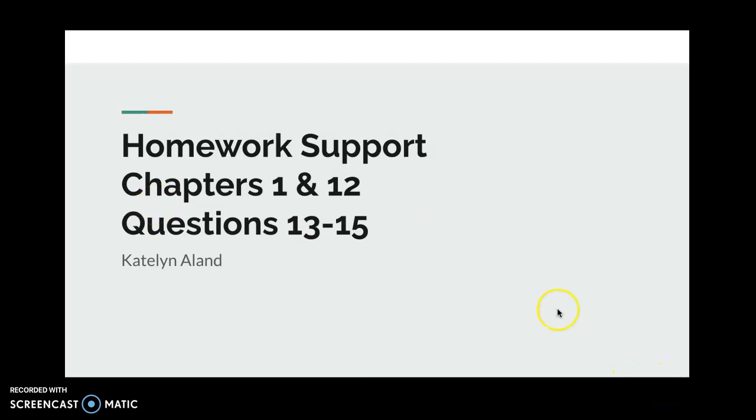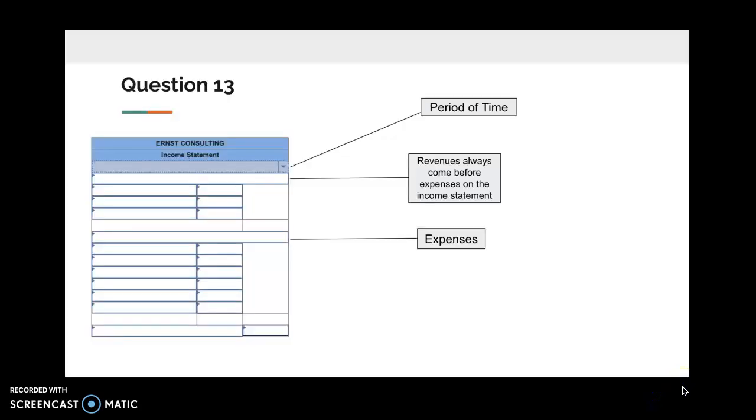Okay, hi everyone. This is Caitlin, and I am presenting on chapters 1 and 12 on the quiz access, questions 13 through 15. So we're going to start right on question 13, and we're looking at an income statement here.